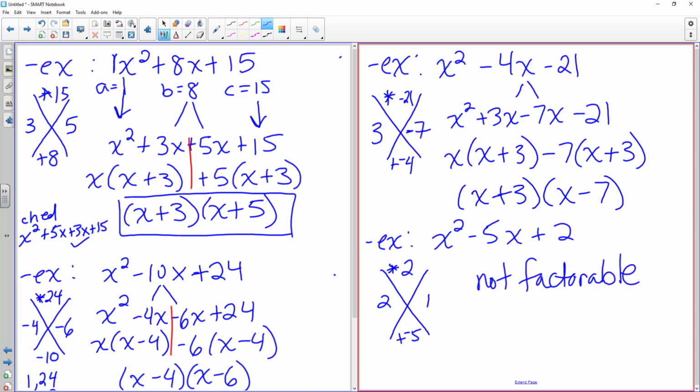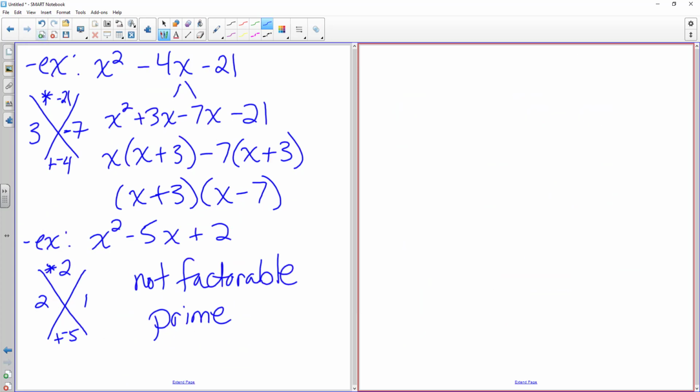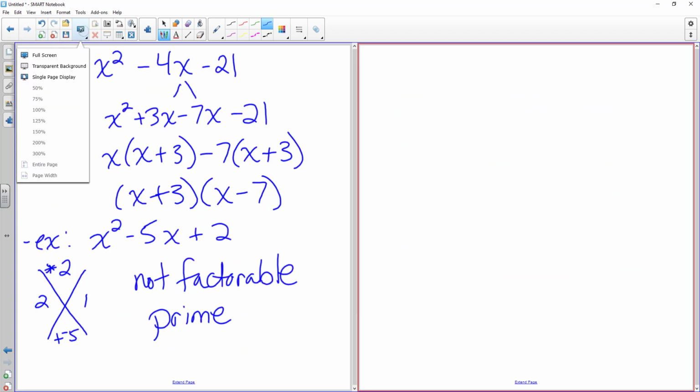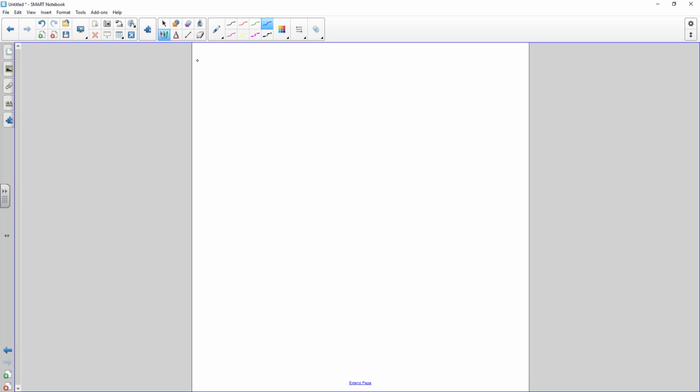I can't break it down at all. Sometimes it's called prime. Just like prime numbers, you can't break them down. Same with polynomials. If you can't break it down, it is considered prime. So next, let's now put a coefficient in front of the x squared. Let's say I've got 3x squared plus 13x plus 4.